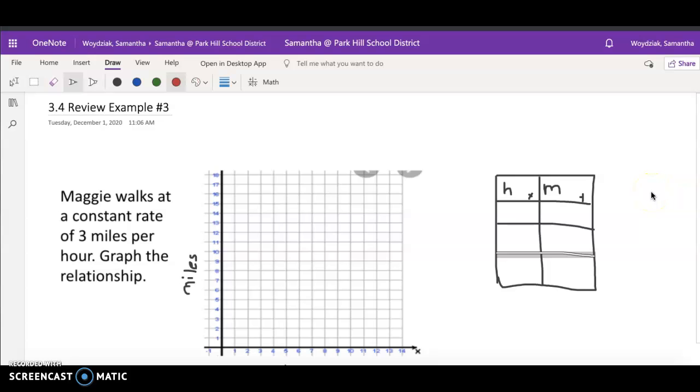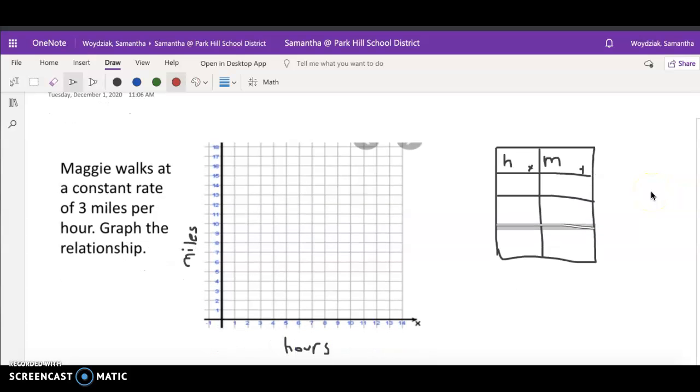This is 3.4 review example number 3. All it says is Maggie walks at a constant rate of 3 miles per hour. Graph the relationship. Before I graph, I want to look over here and create a table.